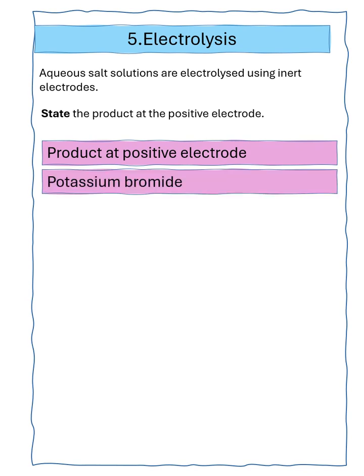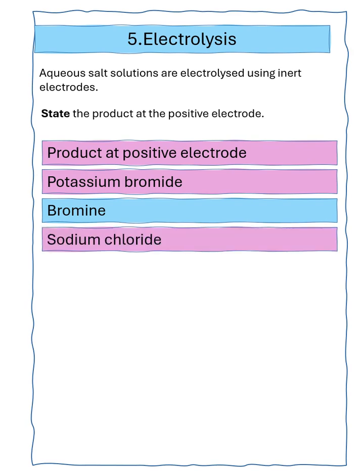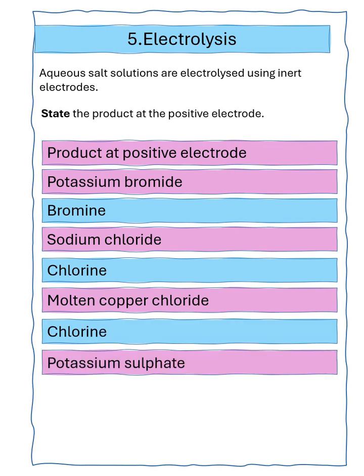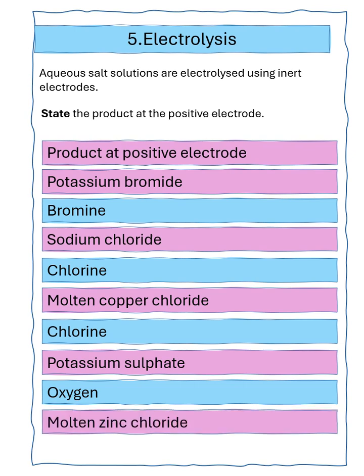So the first one is potassium bromide. Bromine is in group 7, therefore we get the group 7 element formed, so we get bromine formed. Next one is sodium chloride. Chlorine is in group 7, so we get chlorine formed. Molten copper chloride, again, chlorine is in group 7, so we get chlorine formed. Potassium sulfate, the sulfate isn't in group 7, therefore we'll get oxygen formed. And the last one is molten zinc chloride, again, chloride is in group 7, chlorine, therefore we get chlorine formed.